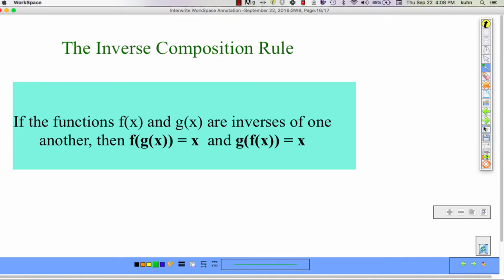Because they're inverses of one another. And then the last thing, they're going to ask you in your homework as well, is to show that these are inverses by using composites. Remember, with a composite, you're doing f of g of x and g of f of x. And every time you do a composite with an inverse, you will get x. It will come out to be x every time that you do it.